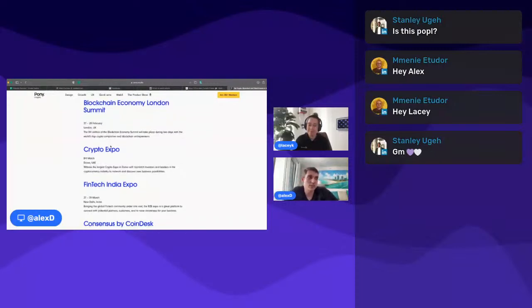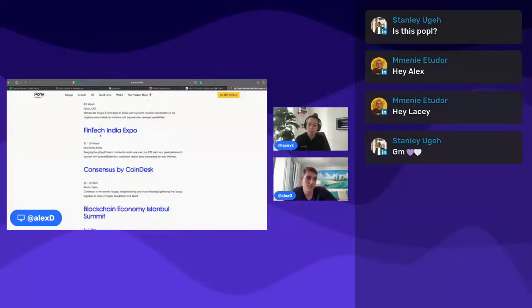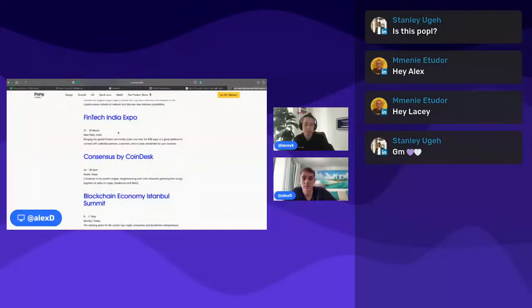Okay, so the next one is Crypto Expo in Dubai, 8 to 9 March, so just happening for one day. I think it's a great event. Dubai is kind of a crypto hub of the Middle East. So if you're there, 100% check it out. And moving forward, FinTech India Expo, 27th to 29th March, happening in New Delhi, India. It's also going to be a big event.